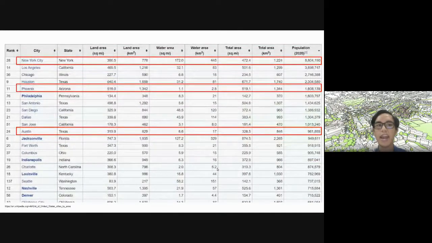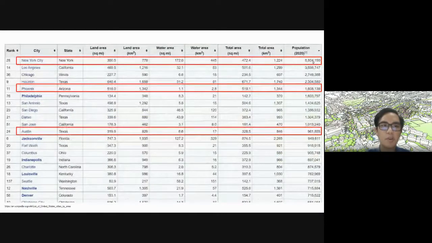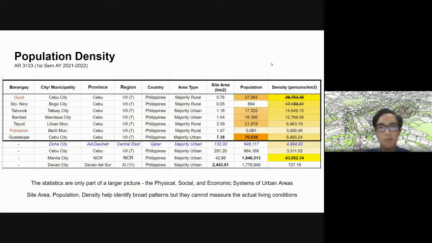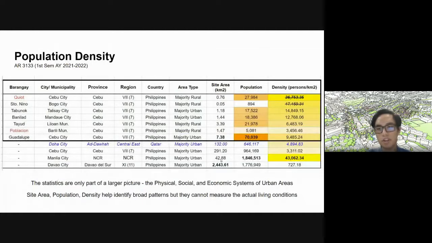And just for comparison, I added this list of cities from America. So the most populated city in America is New York with 8 million people. That's almost 8 times more than Manila. And then with a total square kilometer area of 1,224. So that gives you an idea of how big this thing is. Manila City is only 42 square kilometers. Cebu City is only 291 square kilometers. And then New York is only half as big as the boundary of Davao City.